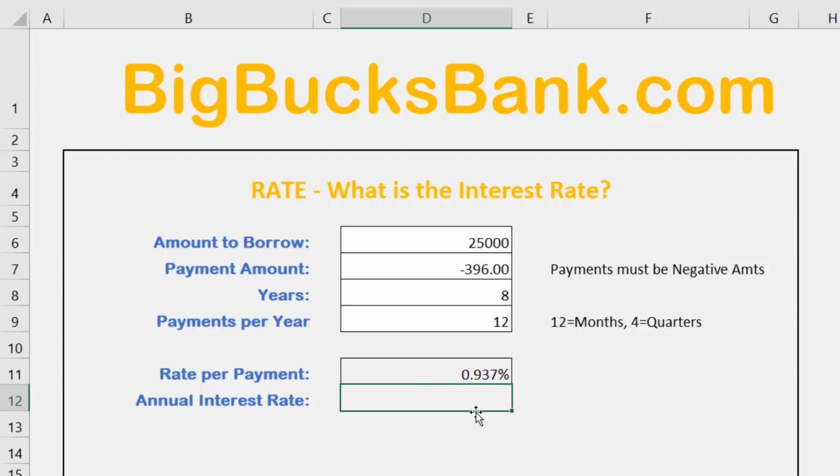So to get the annual interest rate, I need to go ahead and click on another cell and say equal to, and I'm going to take my rate per payment and multiply it times the number of payments per year, and that will give me my annual interest rate. And here are my formulas.